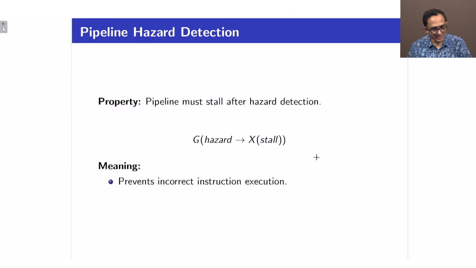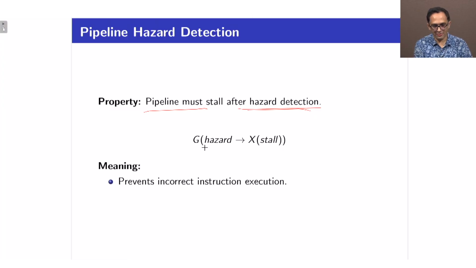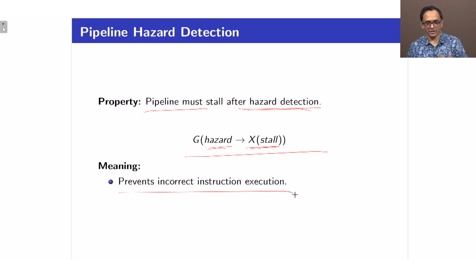Say pipeline hazard detection. So what I am saying is that the pipeline must stall after a hazard. So you know pipeline hardware, right? And you want to make sure that whenever there is a hazard, it may be a data hazard or control hazard, the pipeline should stall. We can just add a property like if there is a hazard, in the next state stall should be 1, right? And that is globally true. So this will ensure that you do not have any incorrect instruction execution in pipeline architecture, right?